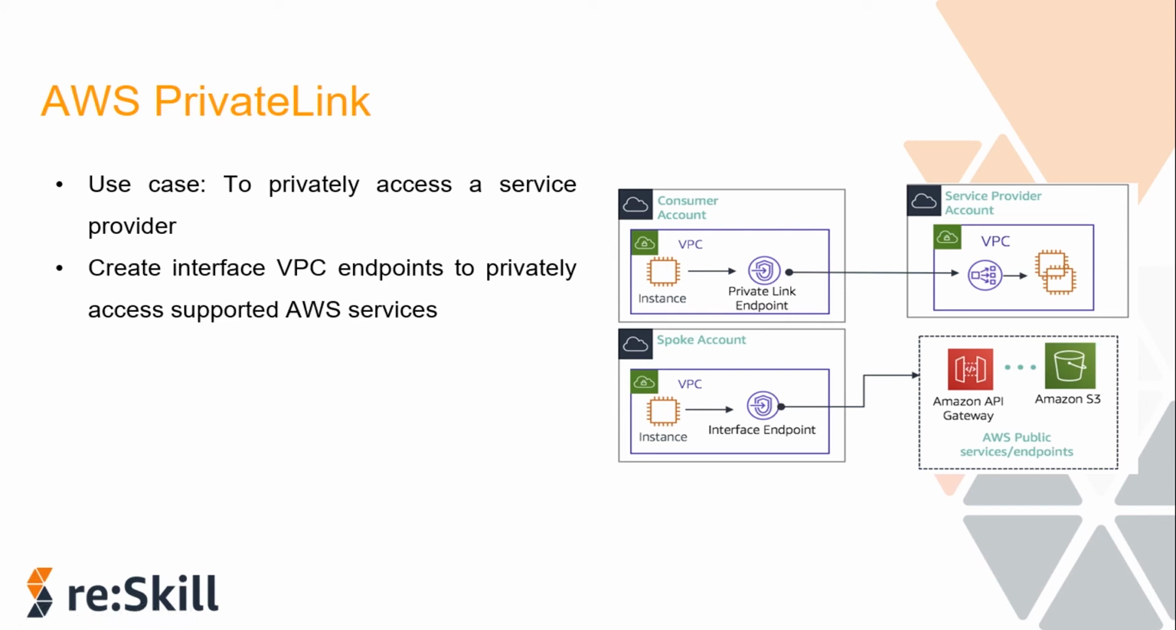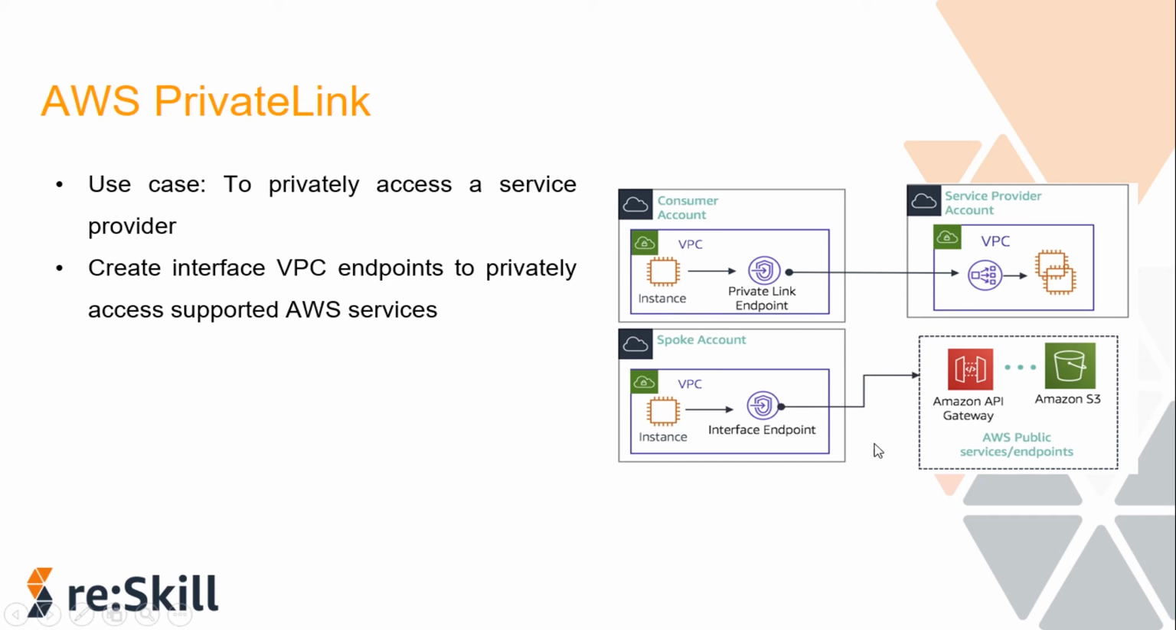The consumer and service don't need to be in the same VPC, and if the VPCs are different, the consumer and service provider VPCs can even have overlapping IP address ranges. And in addition to creating the interface VPC endpoint to access services in other VPCs, you can create interface VPC endpoints to privately access supported AWS services through PrivateLink, as shown in the figure also.